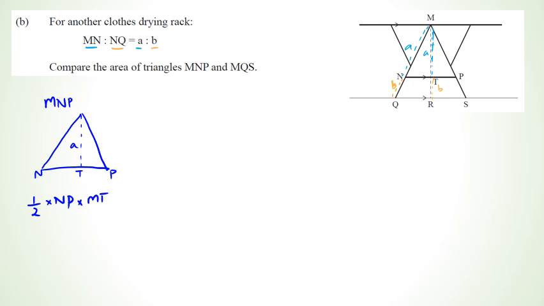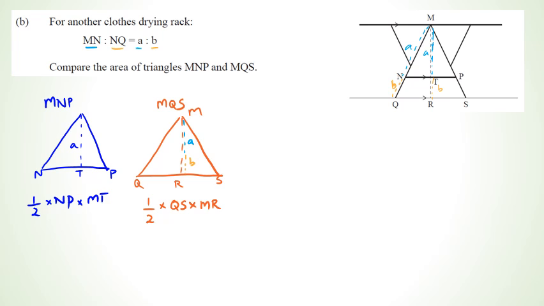Now I'm going to do the same thing, but this time for MQS, which is the second triangle. So I've got MQS and I've got R in the middle. Now this particular ratio, just looking at the bottom part is B, while the top part, the ratio is going to be A. So the area in this case is going to be half times the base, which is QS, multiplied by the height, which is MR. So these are my two equations for the area of triangle.